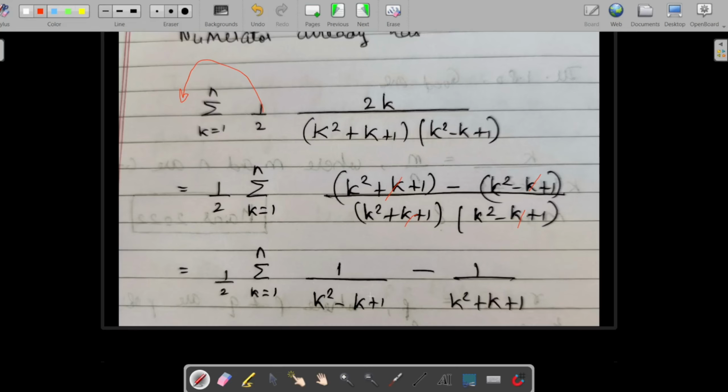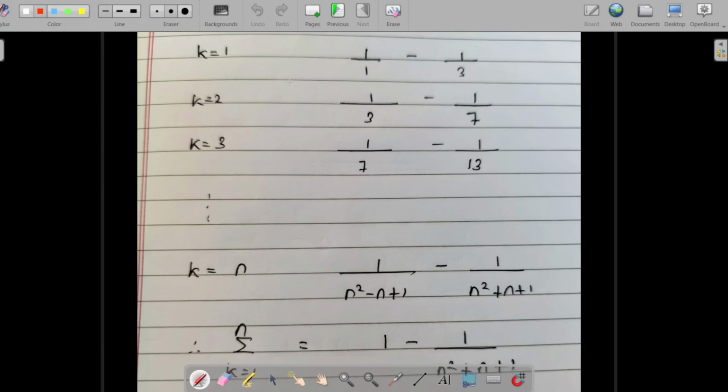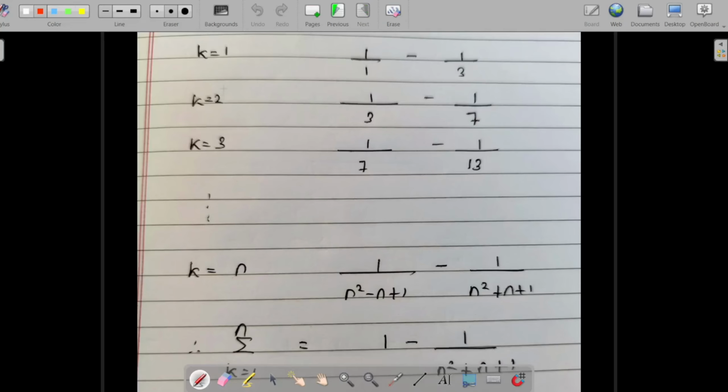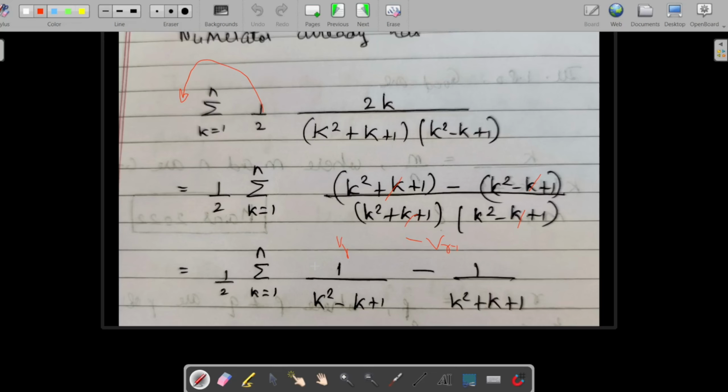And now you will see that when you start substituting values, because now we have got it in the form of sum VR minus VR minus 1, what this means is basically we have got the required sum in such a way that once you start substituting the values, terms will start getting cancelled out. So put k as 1, you will get 1 upon 1 minus 1 upon 3. Similarly, k as 2, 1 upon 3 minus 1 upon 7. So start putting k as 1, 2, 3, and so on till the last term is n. So when you put n, you will get 1 upon n square minus n plus 1 minus 1 upon n square plus n plus 1.